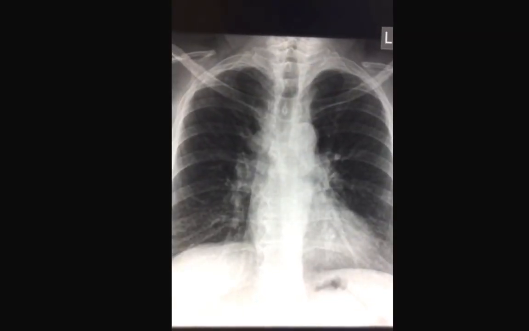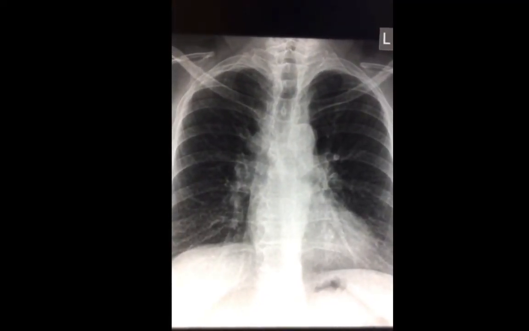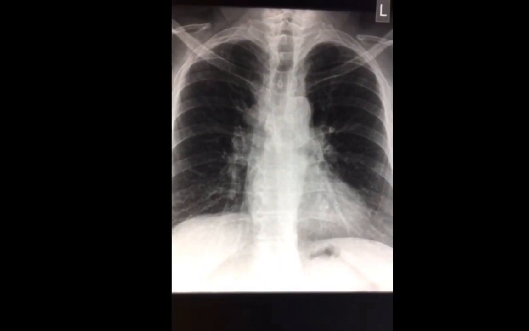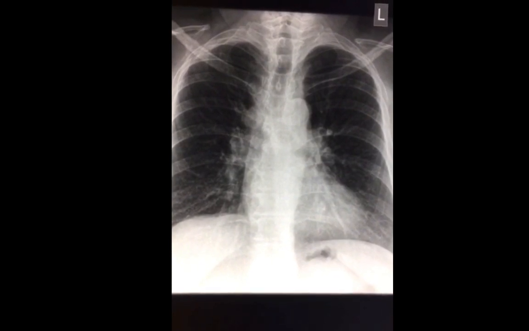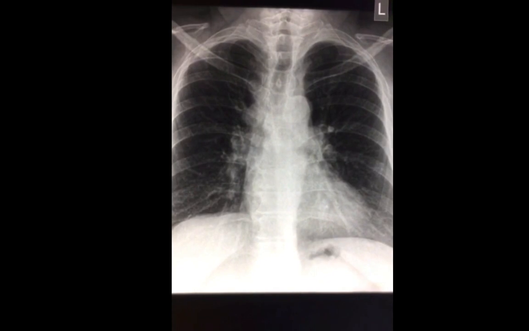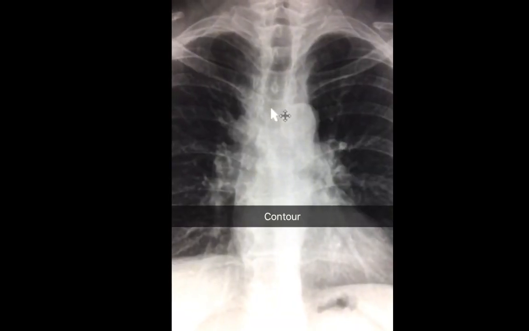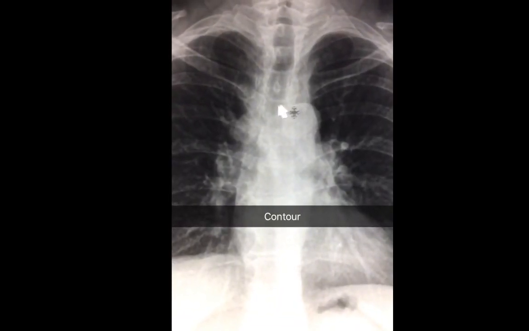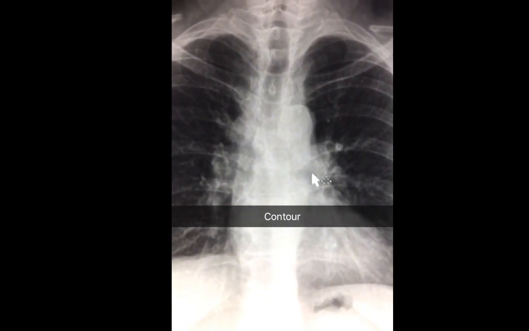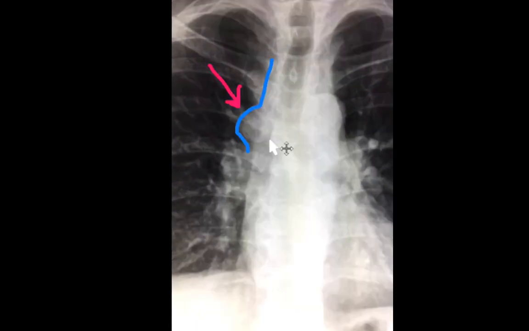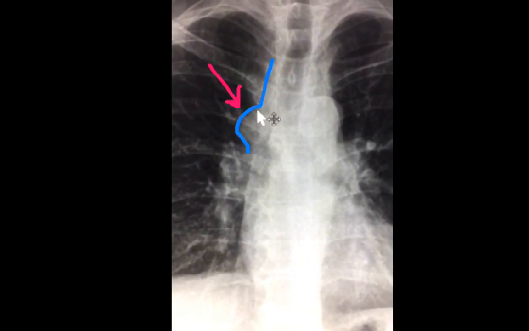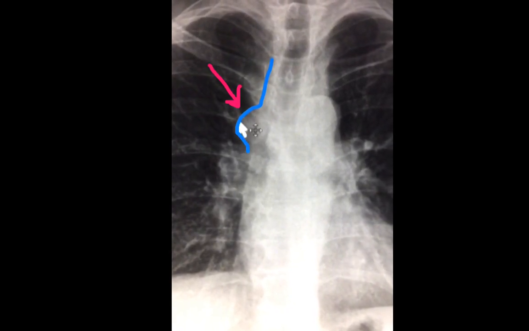Hello again. Today I'll try to show two cases. This is the first case to start with. This is a frontal chest radiograph on a 54-year-old male patient. One of the important things to evaluate is the contour of the central structures, the mediastinum, hila, and heart. In this case, you see that the mediastinal contour bulges in this location.